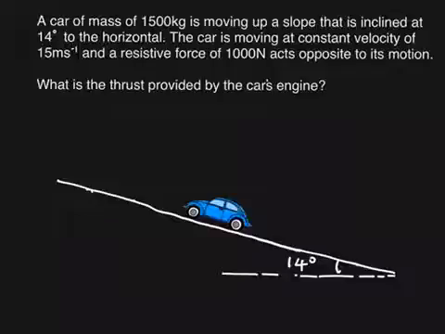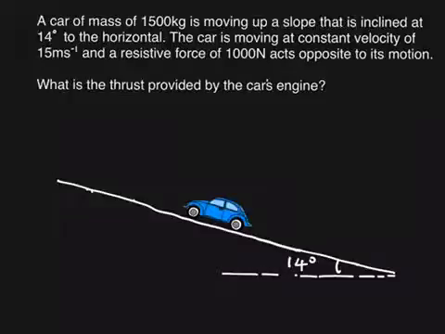Today we are going to look at the forces and dynamics of a car on a slope. The question reads: a car of mass 1500 kilograms is moving up a slope that is inclined at 14 degrees to the horizontal, and the car is moving at a constant velocity of 15 meters per second and has a resistive force of 1000 Newtons acting opposite to its motion. So, what is the thrust provided by the car's engine?